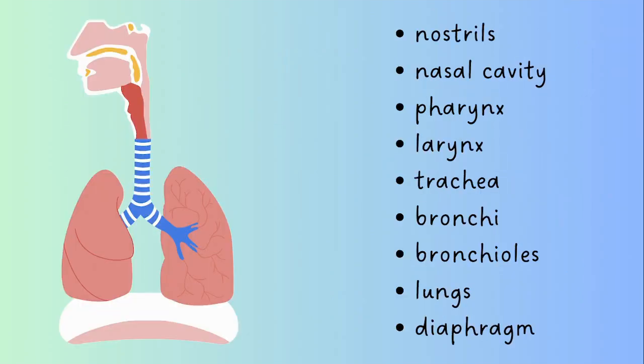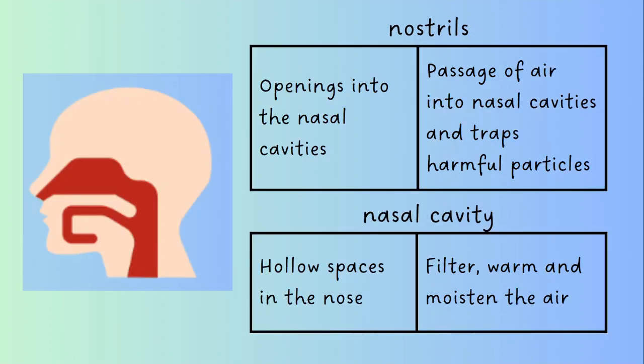Okay, now let's see the human respiratory system. It has various organs. It starts from the nostrils, then the nasal cavity, then the pharynx, then the larynx, trachea, bronchi, bronchioles, lungs. Then under the lungs there is a diaphragm, a muscular band which separates the thoracic cavity from the abdominal cavity, and it also helps in breathing. Now see the parts one by one.